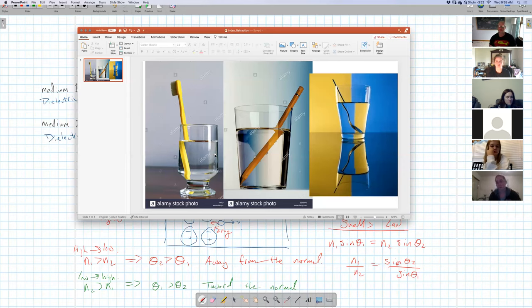So if you see somebody in a pool, you see their legs much shorter than they actually are. You'll see things being bent. This is what gives us mirages, all kinds of different things, because of this difference in the index of refraction. And again, our eye is very stupid. It always tries to trace things back in a straight line to where it actually came from in this ray tracing.